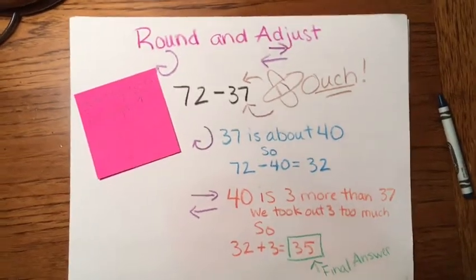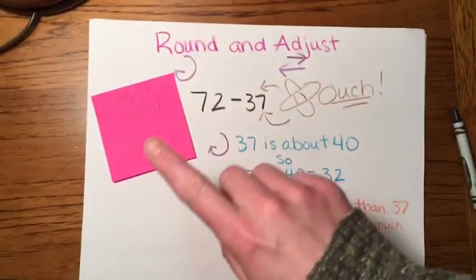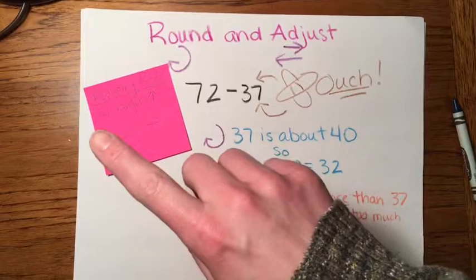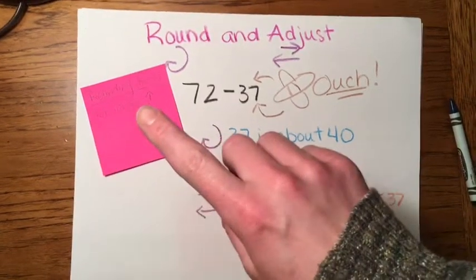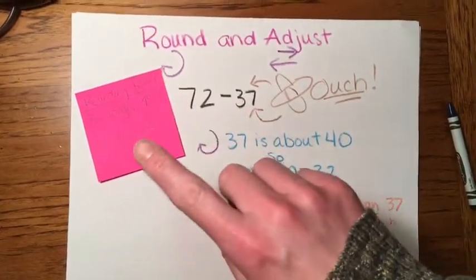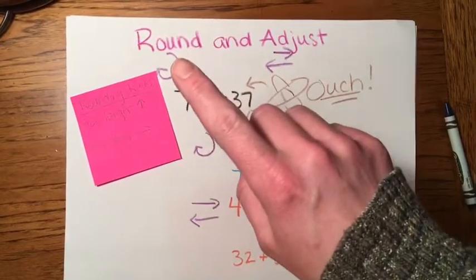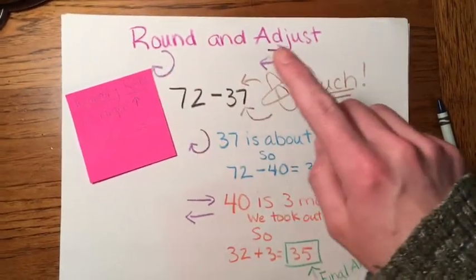The first strategy, round and adjust. Remember when we're doing our rounding rules, we need to use the rules of 5 or larger, we go up, 4 or less, we stay the same. So the first thing we do is we're going to round and we're going to adjust.